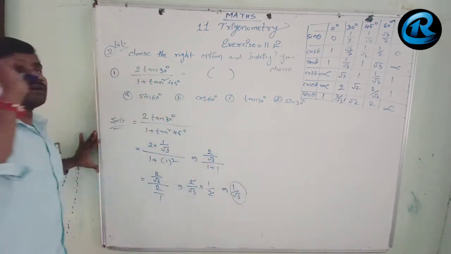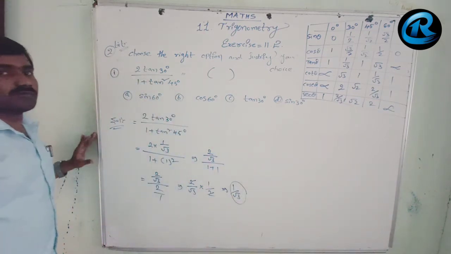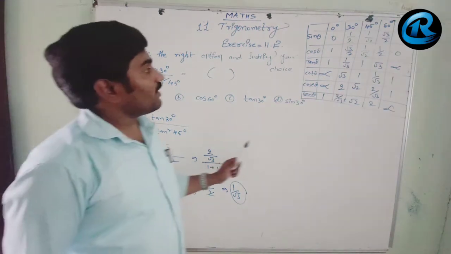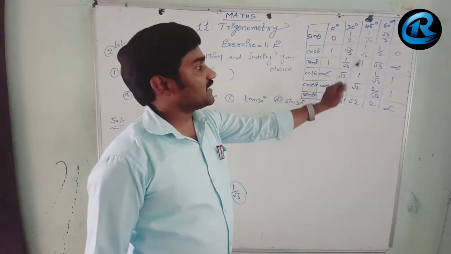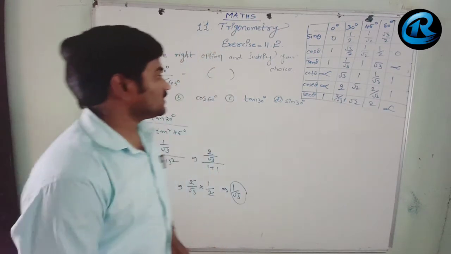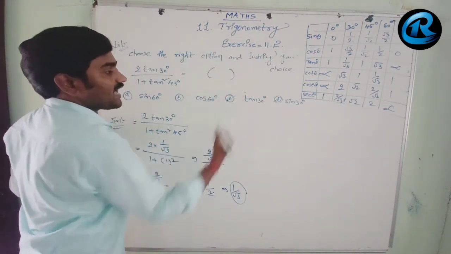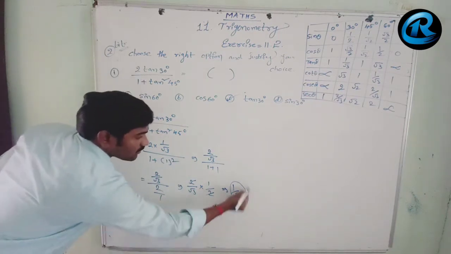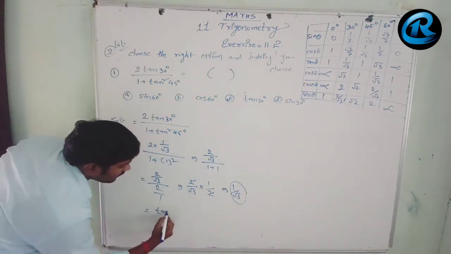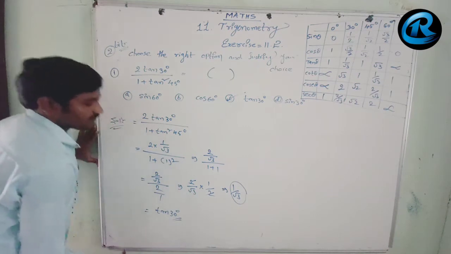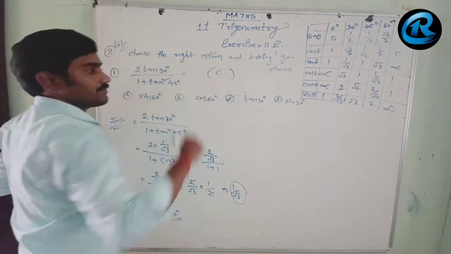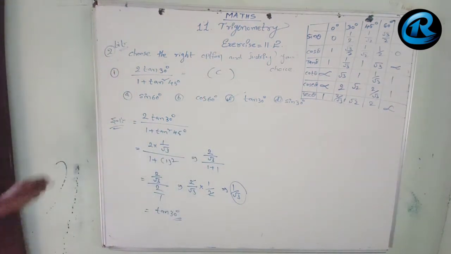Where do you get 1 by root 3 actually? See, 1 by root 3 you will get as tan 30 and cot 60. See that in the options cot 60 is not available but tan 30 is there. So this 1 by root 3 is nothing but tan 30 degrees. The option number C, and this is the solution, children.